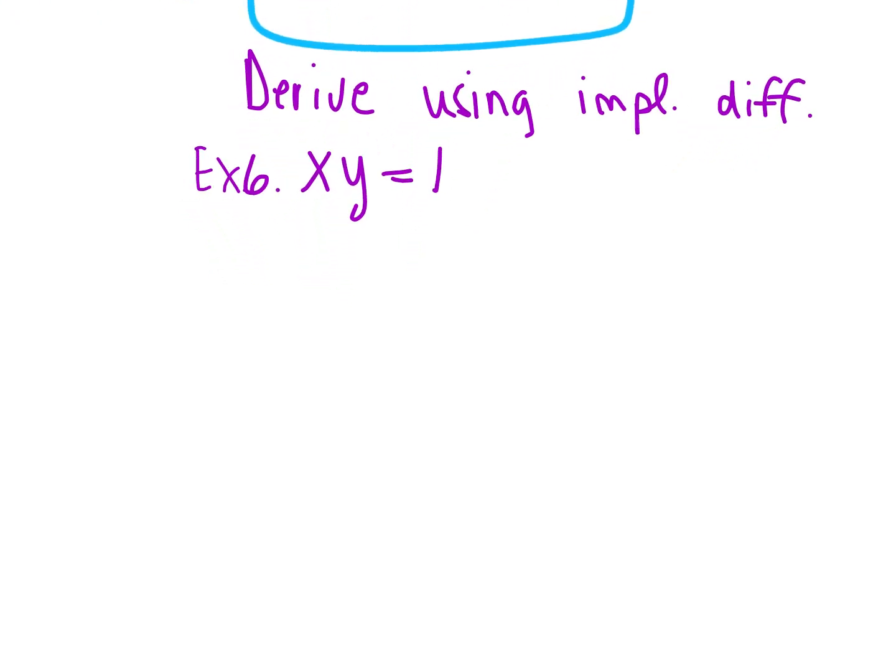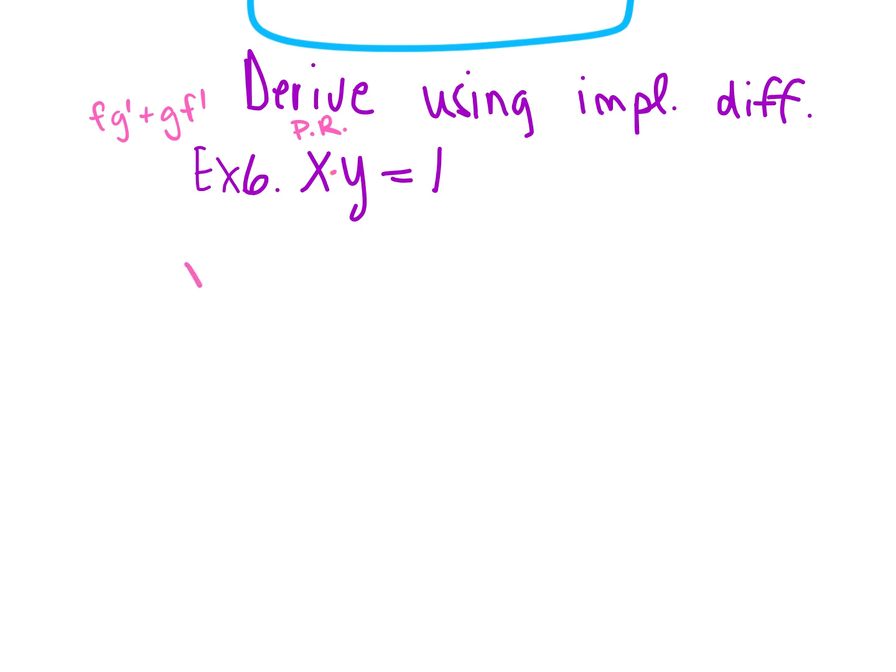All right, let's do the same thing with example 6. We're going to derive using implicit differentiation. So we don't need to get the y by itself. We're just going to take the derivative. But on the left side here, we're multiplying x times y. So if we're multiplying these two together, how would we take the derivative? The product rule, perfect. So we have the first, I'll write it here, first times the derivative of the second plus the second times the derivative of the first.